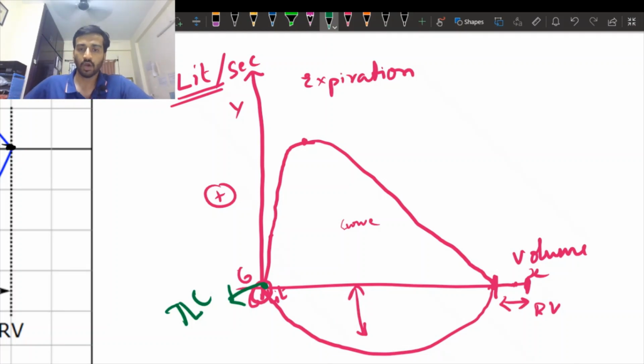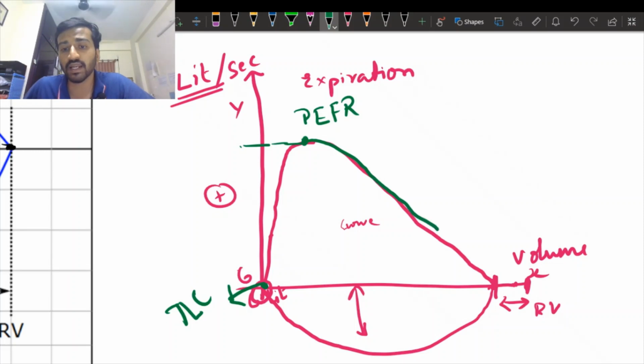Okay, now moving forward, you can see that at one point you have very highest flow. Okay, you have a very high flow at that point, which is called peak expiratory flow rate, after which the graph gradually declines and reaches the baseline. Okay, after which the inspiration follows. After that, let us see what we can do with this information.